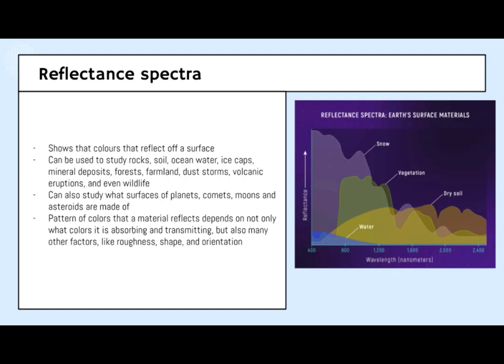It can be used to study rocks, soil, ocean water, ice caps, mineral deposits, forests, farmland, dust storms, volcanic eruptions, and even wildlife. You can also study what surfaces of planets, comets, moons, and asteroids are made of, so it's especially useful to astrologists. The patterns of colors that a material reflects depends on not only what colors it is absorbing and transmitting, but also on many other factors, like roughness, shape, and orientation, and hence it is not very accurate.